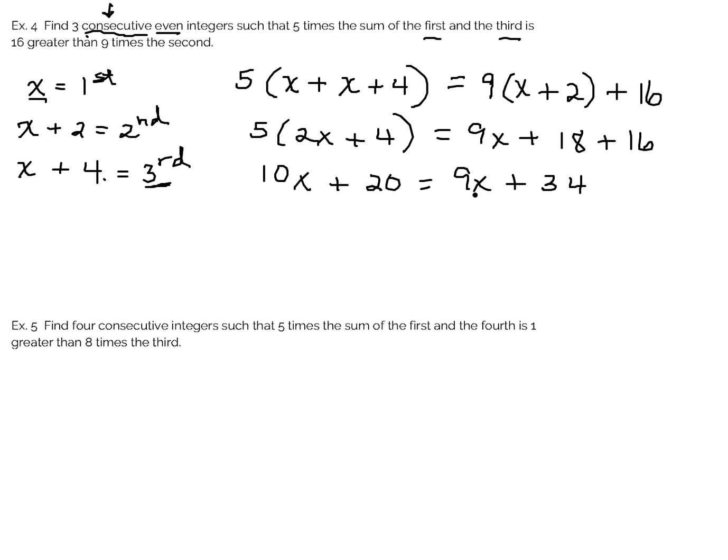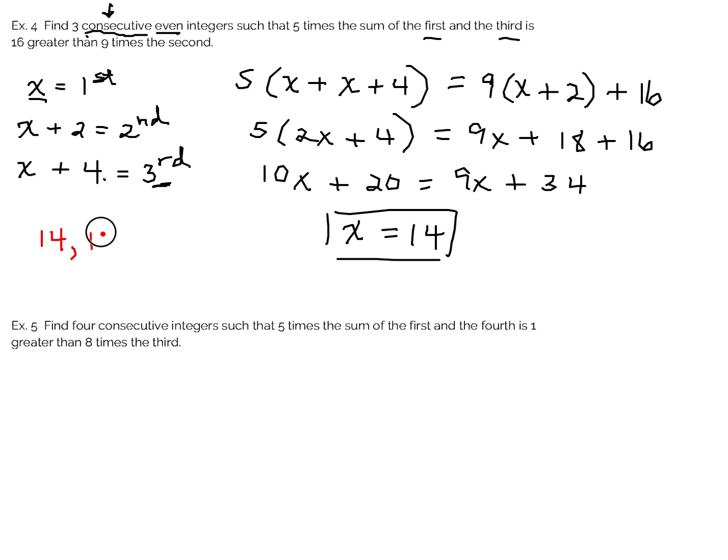Then I'm going to subtract 9x from both sides, and subtract 20 from both sides, and I'm going to get x equals 14. If you got an odd number, you pretty much did something wrong. That's not the full answer. They wanted you to find 3 consecutive even integers, and we only found 1, so I'm going to write those down. Our answers would be 14, and adding 2 we get 16, and adding 4 to 14 we get 18. So your answer is 14, 16, and 18. You need to have all 3 of the answers to get all the points when we have a test.